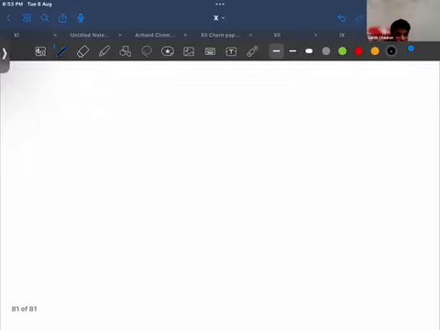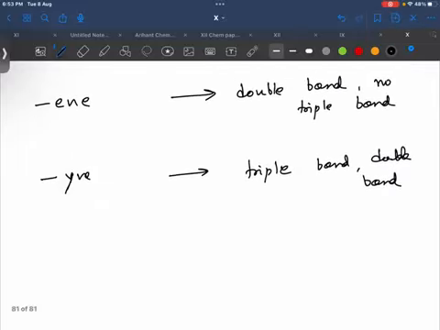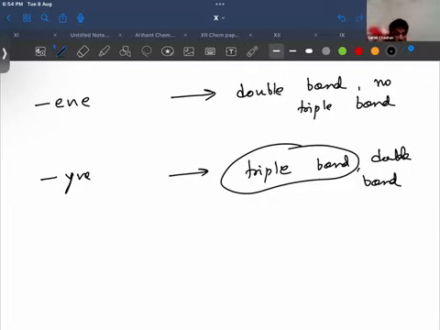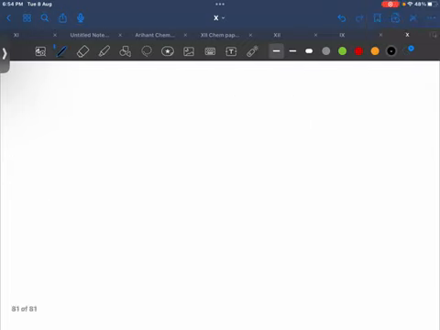So what's the third one that you have written? Third one is "-yne". तो "-yne" कब use करना है? When there is a triple bond in the chain, और एक possibility है कि triple bond भी है, double bond भी है. Okay? So -yne. ठीक है, अभी एक example देखना.